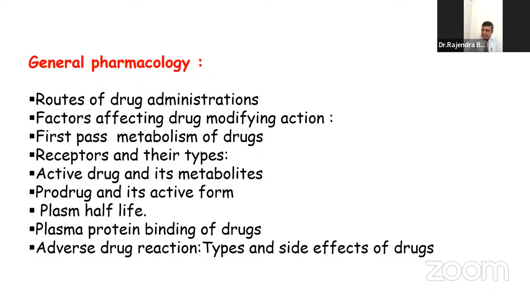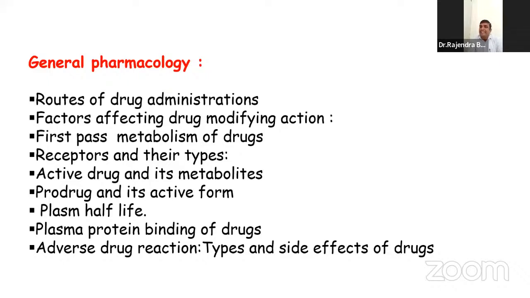So propranolol is used in hypertension, arrhythmia, anxiety, pheochromocytoma, migraine, and thyrotoxicosis. Okay, so these are the various uses of propranolol.